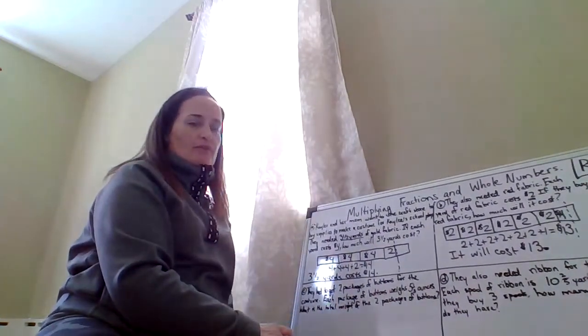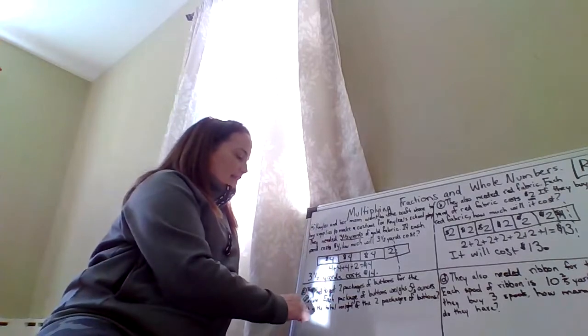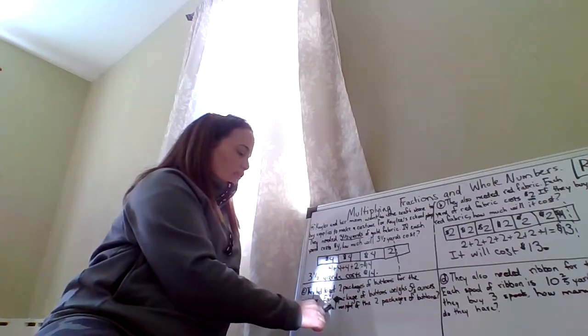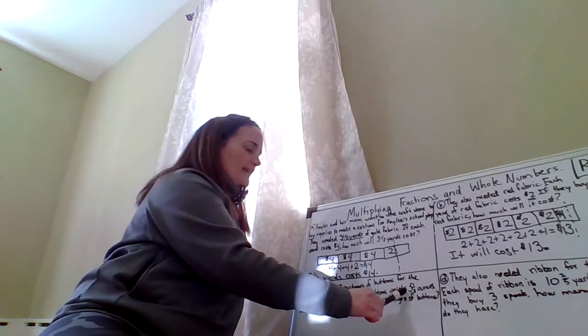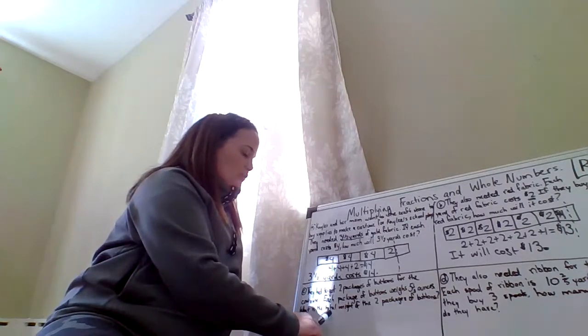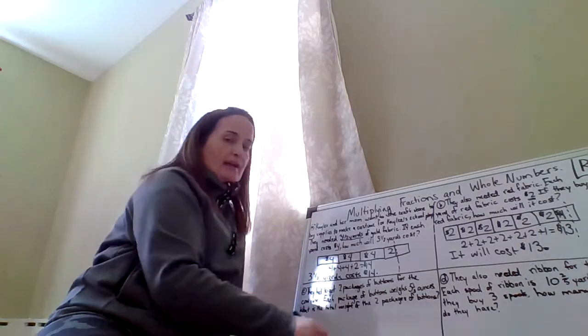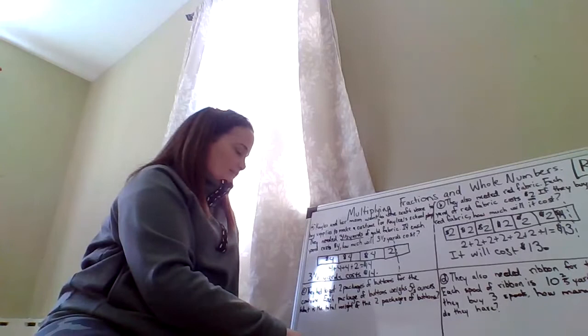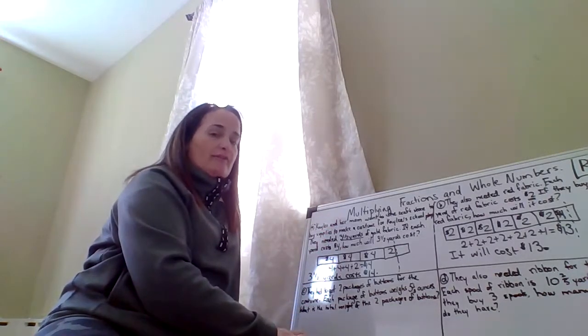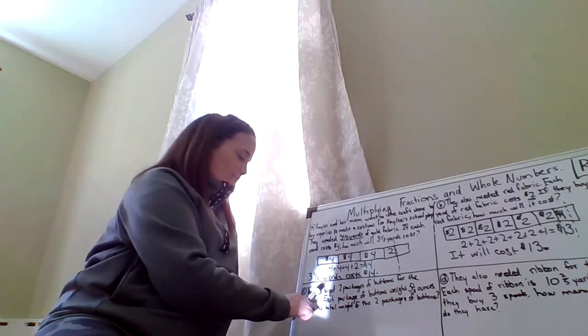Okay, question number 3. It says they had to get 2 packages of buttons for the costume. Each package of buttons weighs 5 1/3 ounces. What is the total weight of the 2 packages of buttons? So we read the problem. Now we're going to go back in and try to find the important information.